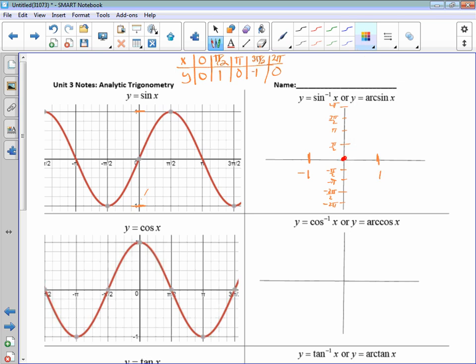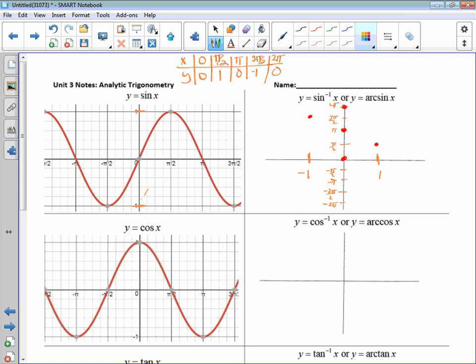And then I'm going to have over 1 up pi over 2. Over 0 up pi. Left -1 up 3 pi over 2. And 0 to pi. What do you think?